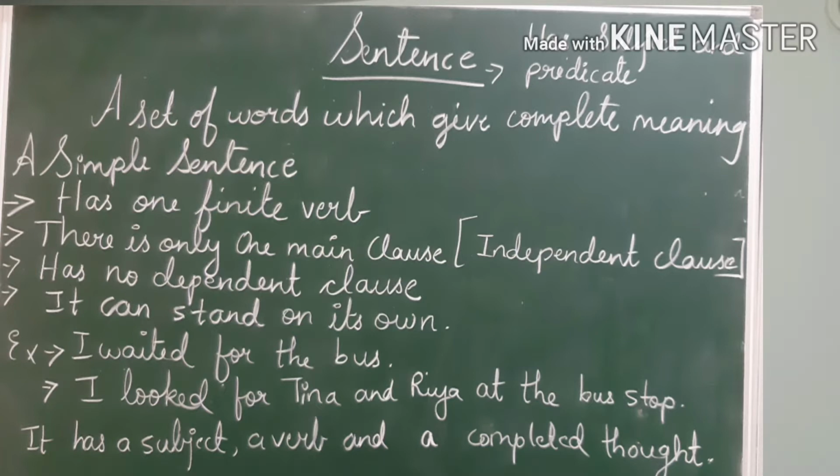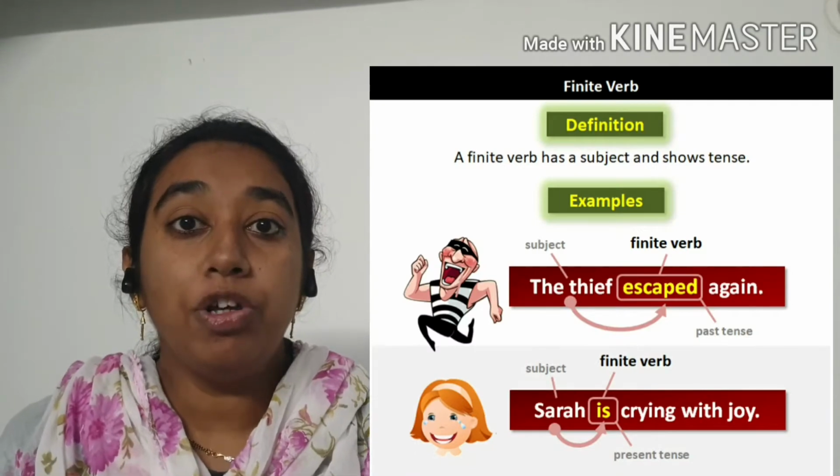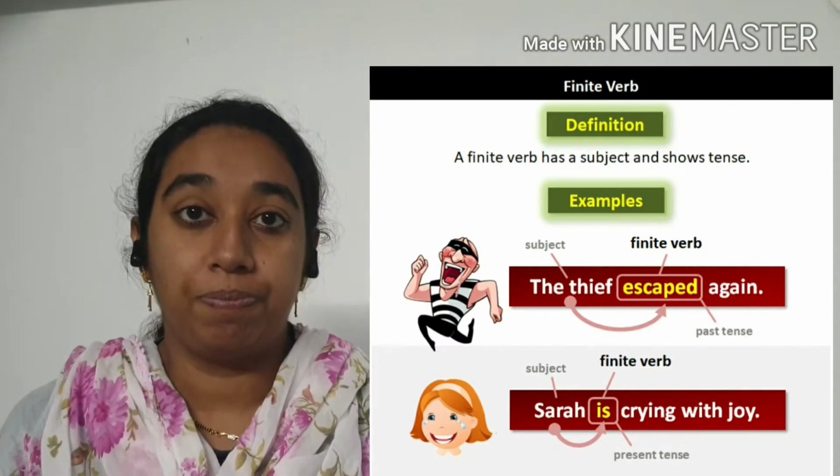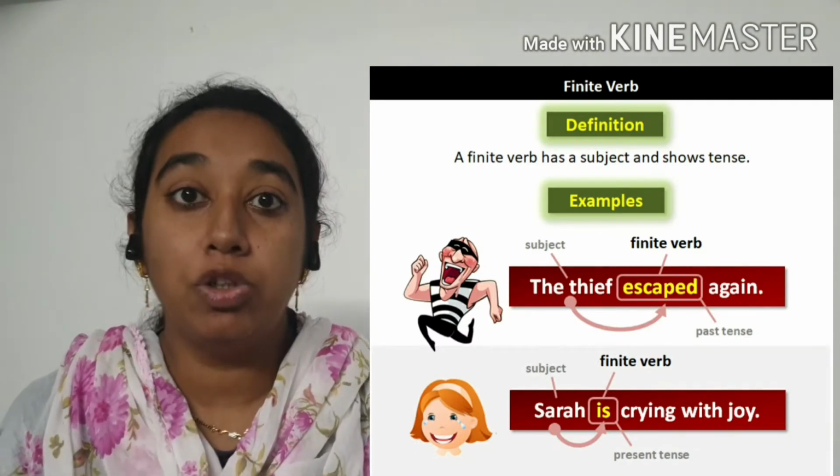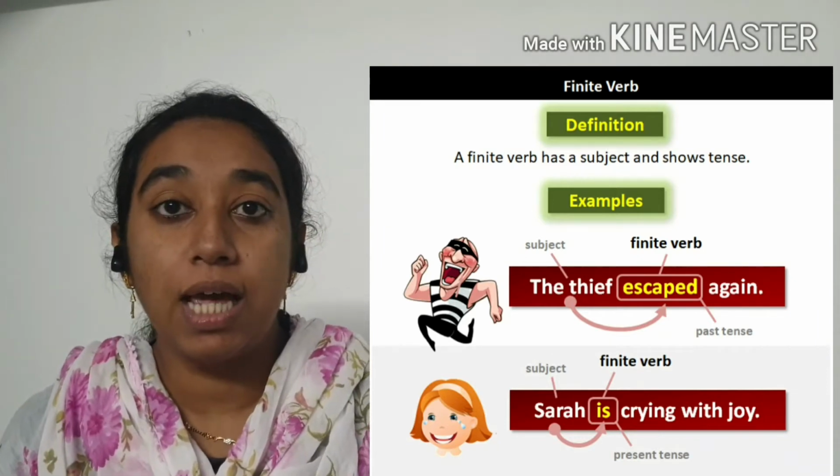So what do you mean by a finite verb? Verbs, you all know that they are action words. Kick, sing, dance, all these are action words which show us actions. So now, what do you mean by a finite verb? A finite verb shows tense, person and number.